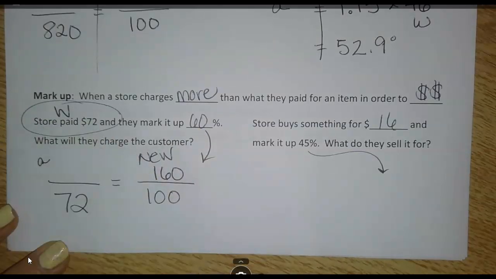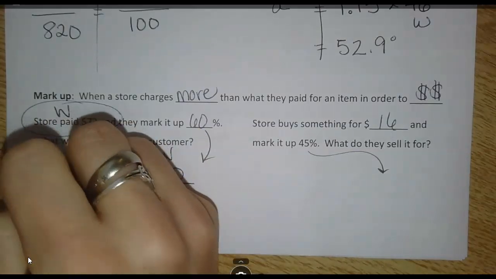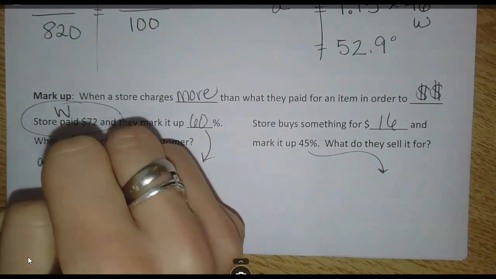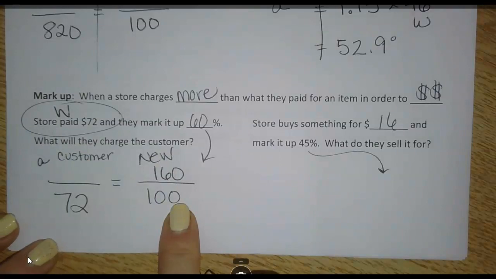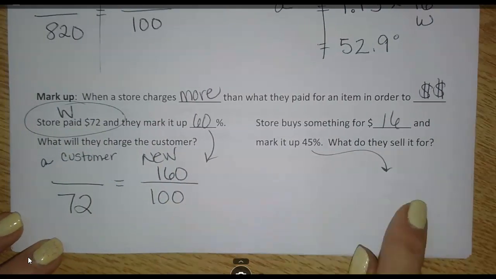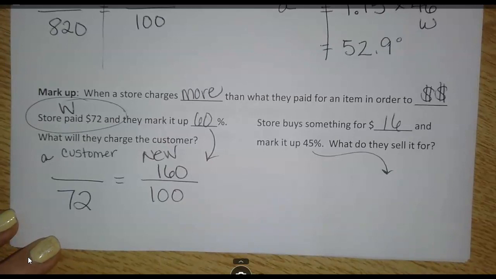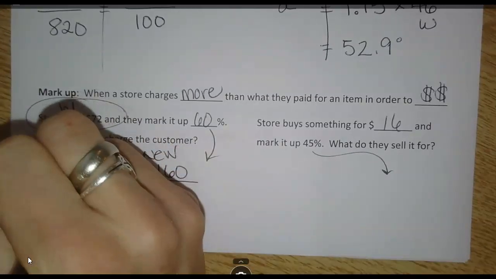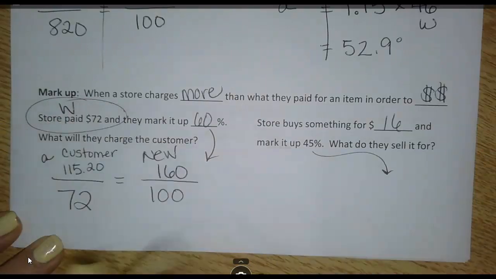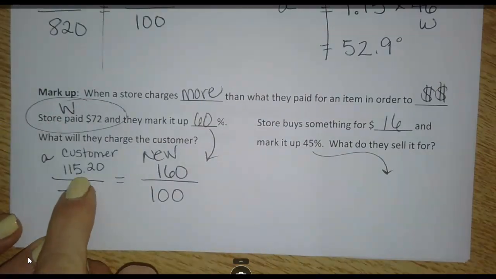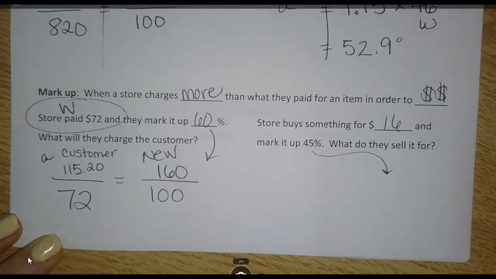I'm looking for, what will the customer pay? This is always going to be customer. Okay, so again, I can just simply cross multiply that. Pause right now and type it in. And I get 115.20. So the customer pays 115 and the store only paid 72. That's how they make their money.